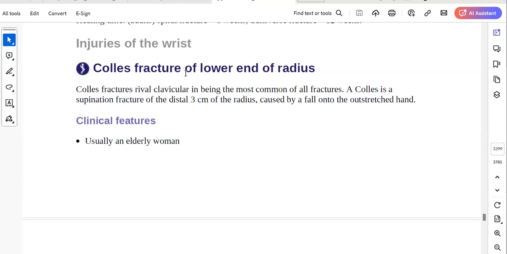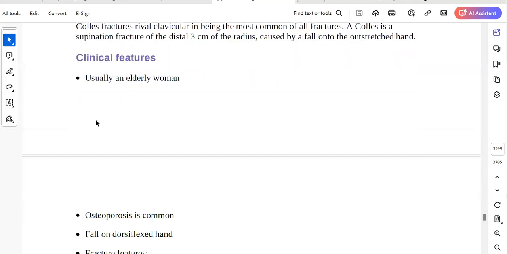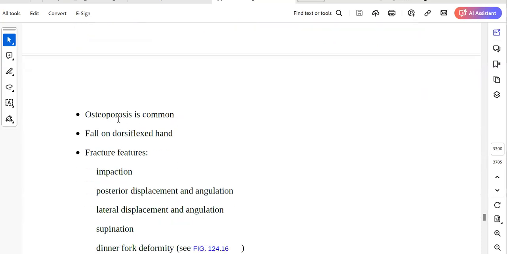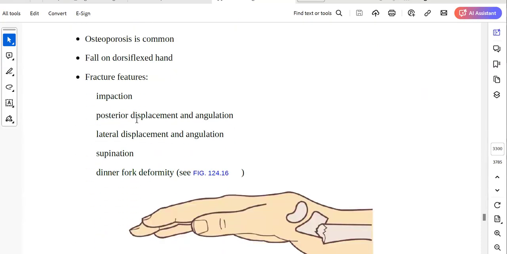Now, very, very important is Colles fracture. Colles fracture is one of the most common fractures, especially in elderly patients. It is a fracture of the distal 3 centimeter of the radius caused by a fall onto the outstretched hand. If a patient falls on the outstretched hand and there is a fracture in the distal 3 centimeter of the radius, that's what we call Colles fracture. It is common in elderly women, most of whom already have osteoporosis.